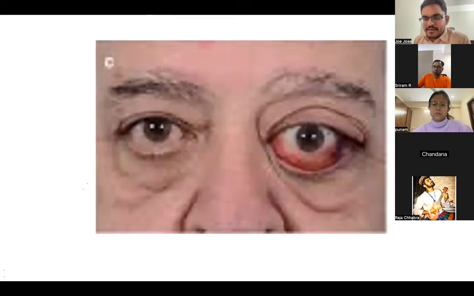For MALToma, only if the patient is symptomatic can we go ahead with treatment. So is this patient symptomatic? He is definitely symptomatic, right? He has proptosis, and also chemosis of the eye.